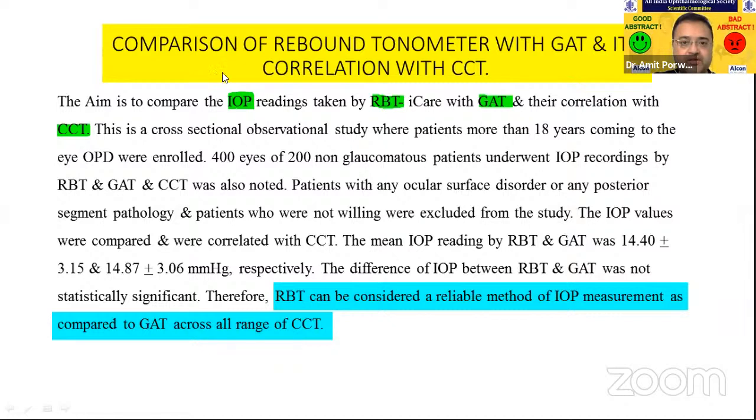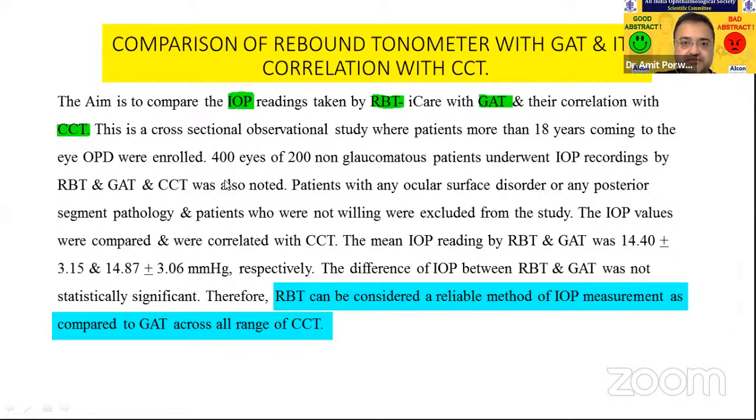Then coming to all the things highlighted in green. See in the title, comparison of ribbon tonometer with GAT and its correlation with CCT. Now, what is GAT? What is CCT? We have to mention the full forms when we are writing it. If it is a standard abbreviation, it is different. Coming to the green, everywhere in the abstract, only abbreviations are written. That is not a good way of writing an abstract. You should always mention the full form. And if the word limit is there, then you can write the short form in brackets so that it can be used further in the abstract.